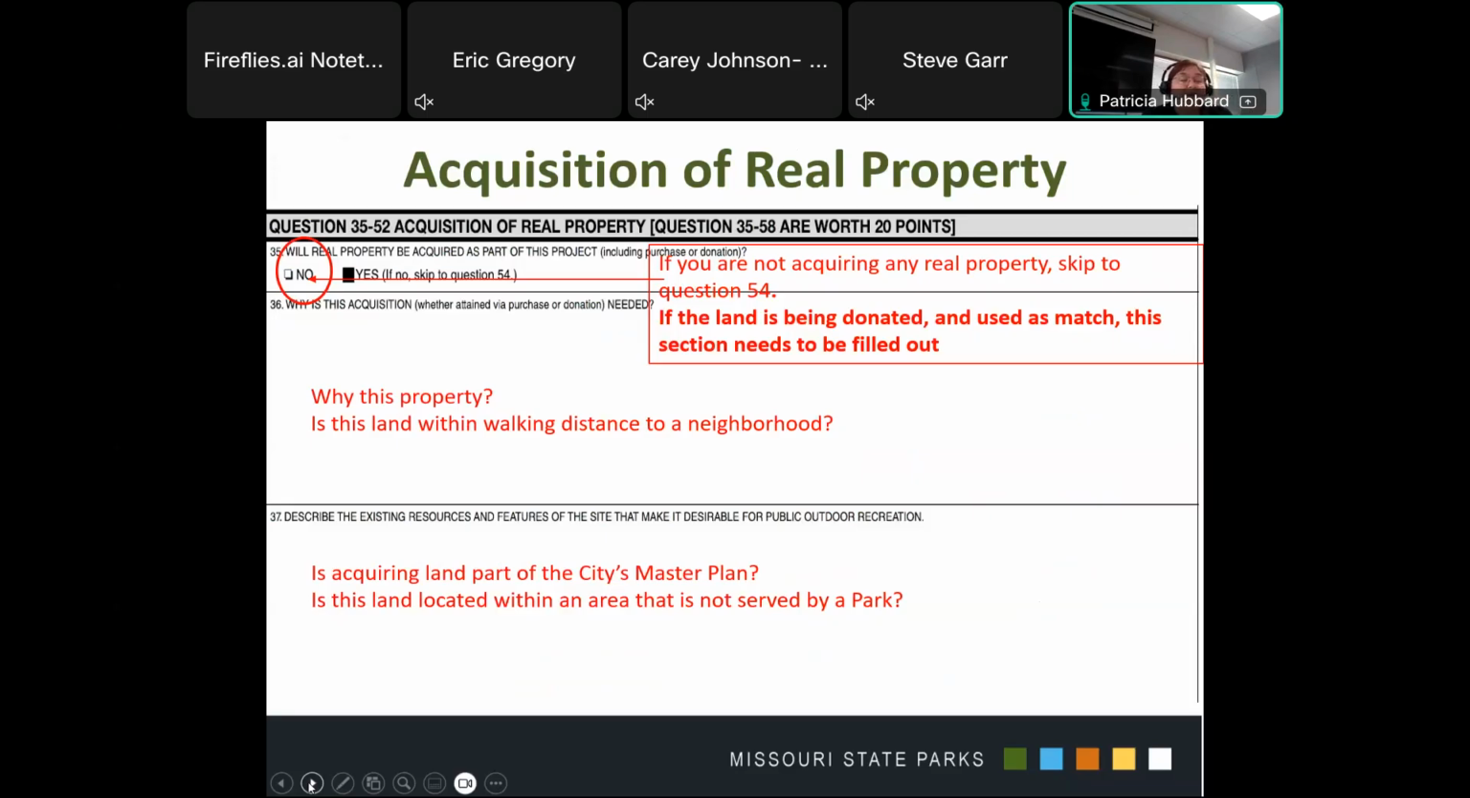Question 37 asks you to describe the existing resources and features of the site that make it desirable for public outdoor recreation. So what existing resources and features made you choose this site? Is this land within walking distance of a neighborhood? Or is it going to be used as the new county park?